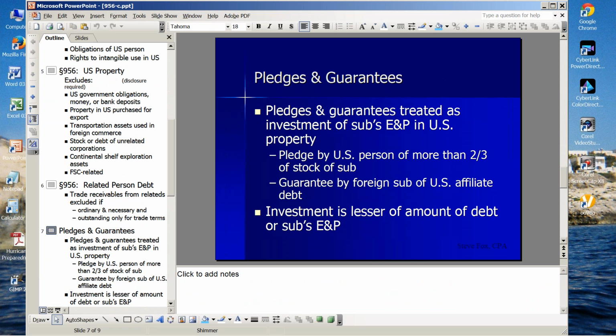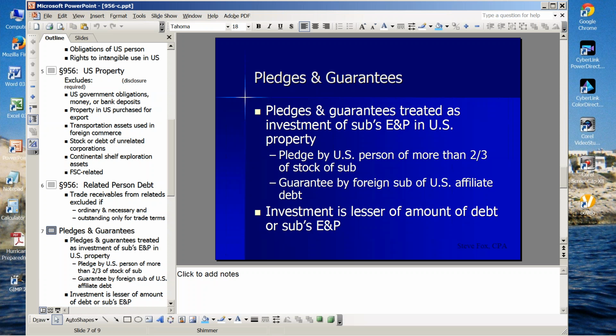If a U.S. shareholder or a U.S. consolidated return member that owns some of the shares, even if it's less than 10%, pledges those shares in support of borrowings of that U.S. person or of another U.S. person, then that's considered an investment in U.S. property if that U.S. shareholder pledged more than 2/3 of the stock.